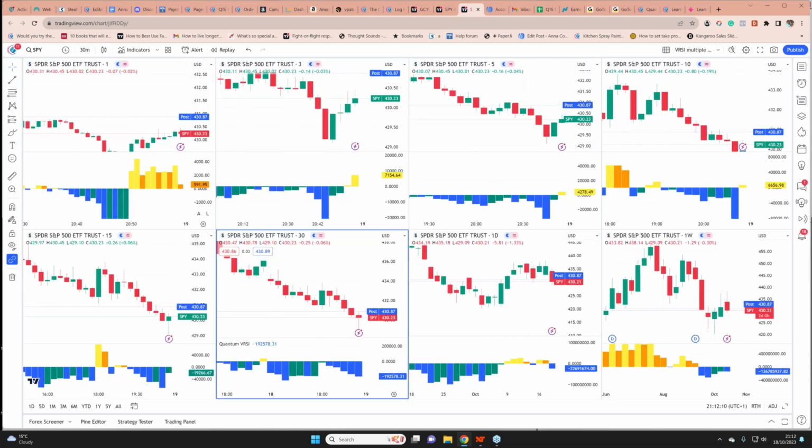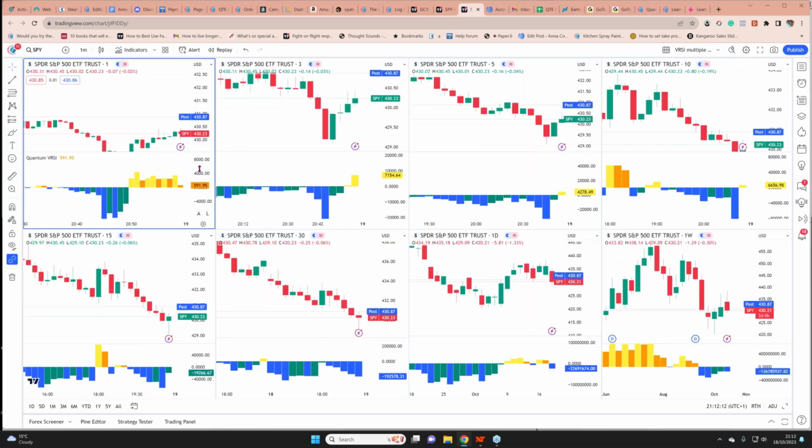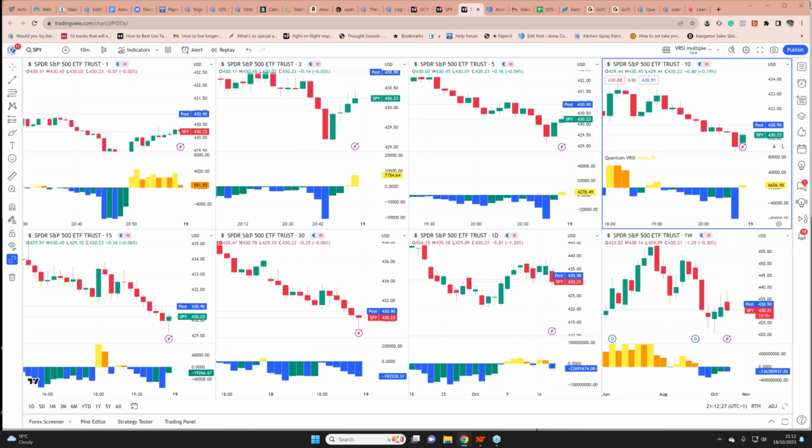This is the VRSI, and this is on, we're back to SPY. This is SPY across a whole range of time frames from 1 minute top left, 1, 3, 5, 10 on the top line, and we've got 15, 30, 1 day, and 1 week. So a real smorgasbord of time frames there. So enough to satisfy everybody.